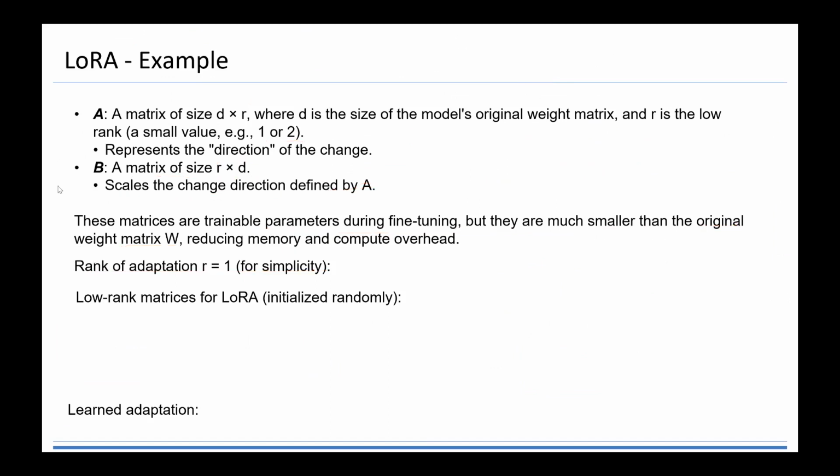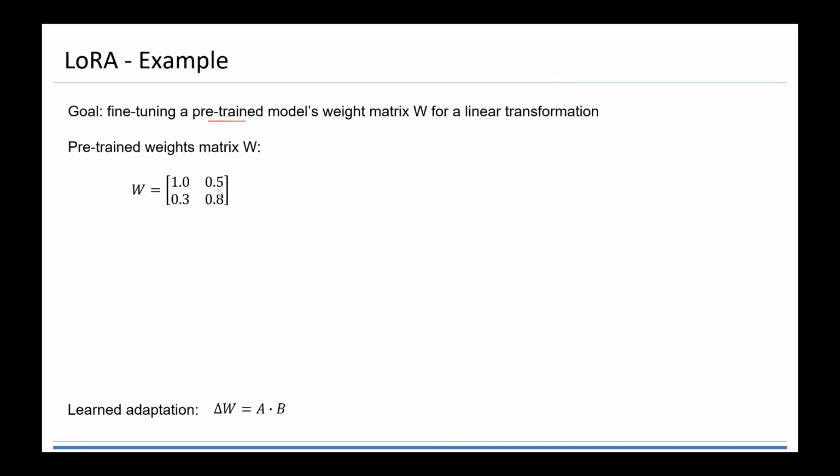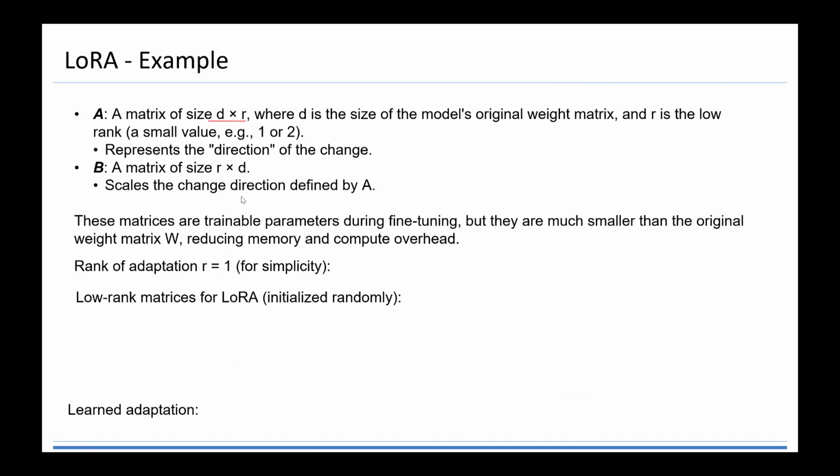So let's make R equals 1. When R equals 1, let's say the A is initialized randomly, D multiplied by R. Let's say I have the matrix previously, it is 2 multiplied by 2. Then I can have the A is 0.2.